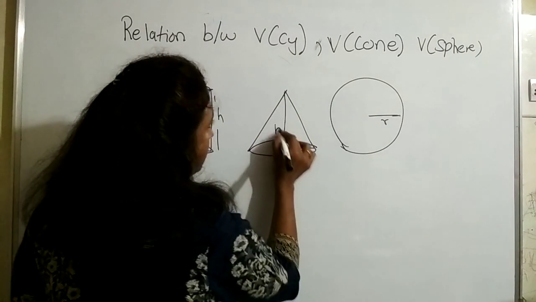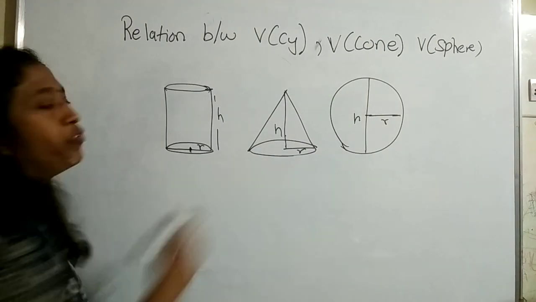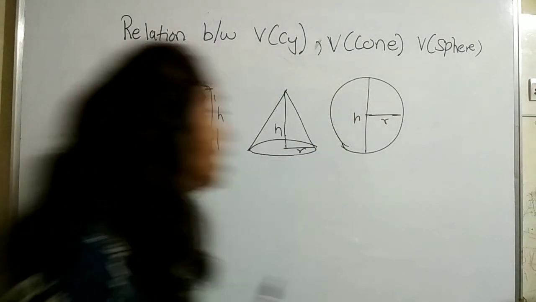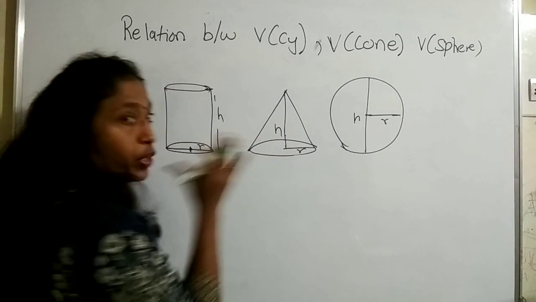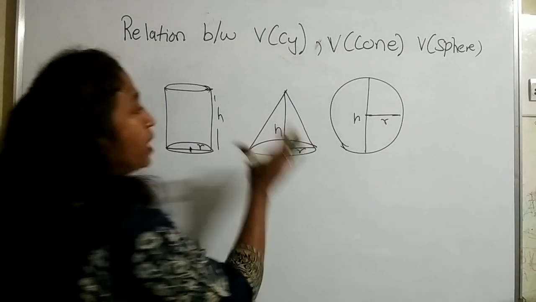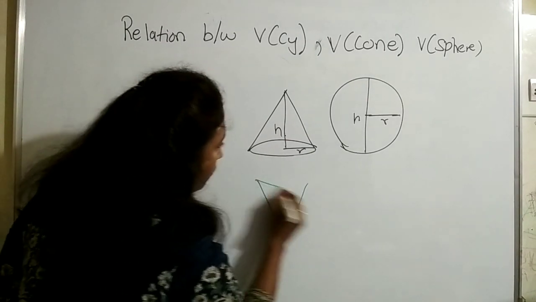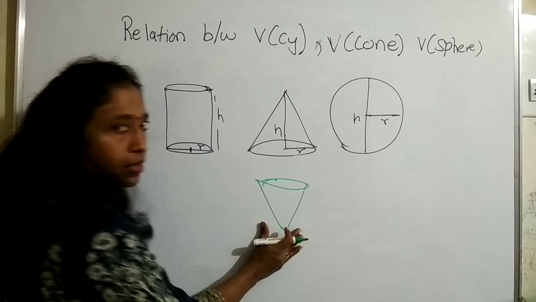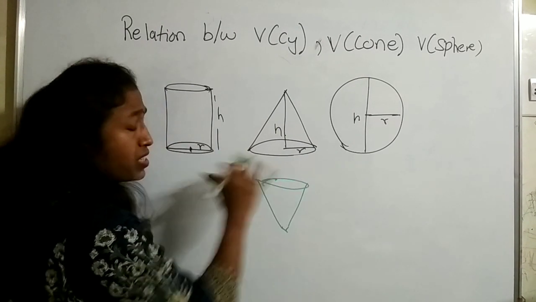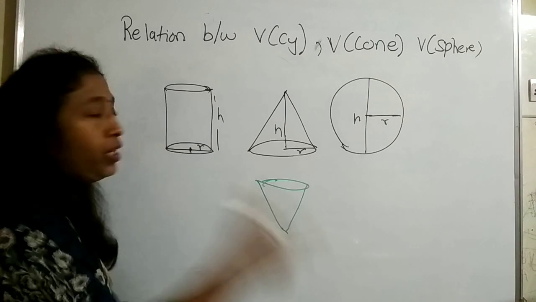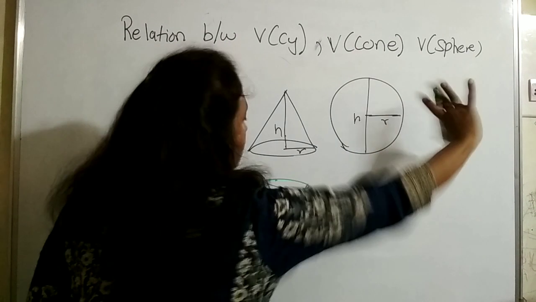So if the height is the same, and here I assume the height is the same, then we can definitely find the relation. How? Suppose I take the cone, we already know the relation. Just to explain this formula, I use this cone, inverting it, and fill it with sand. The first condition, as I said, is that all three should have the same radius and the same height.